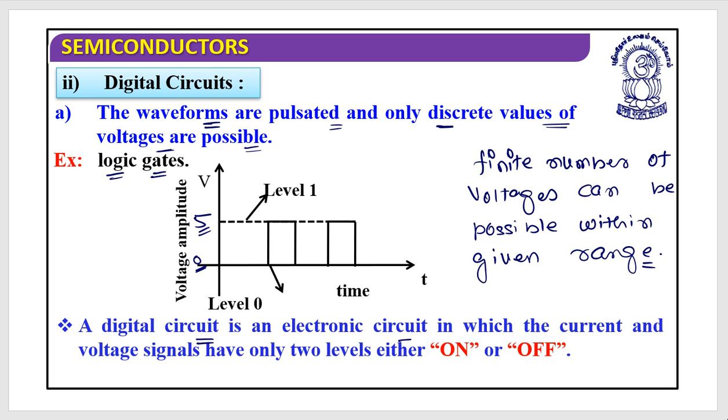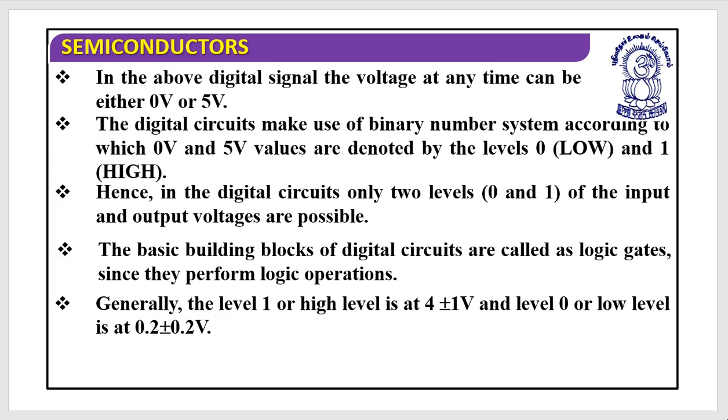So a digital circuit is an electronic circuit in which the current and voltage signals have only two levels, either on or off. In the digital signal, the voltage at any time can be either 0 volt or 5 volt. Digital circuits make use of the binary number system, according to which 0 volt and 5 volt are denoted by level 0, which stands for low, and 1 for high respectively. So in digital circuits, only two levels of input and output voltages are possible.